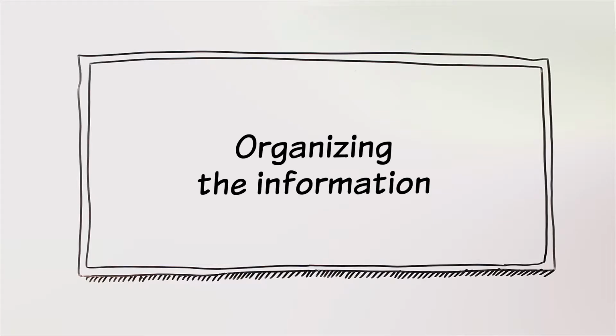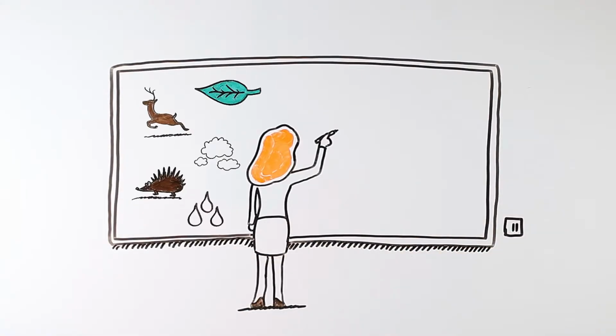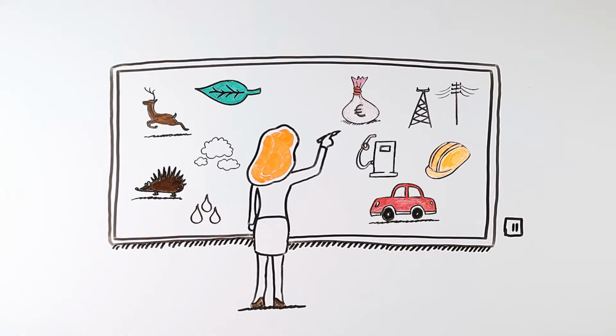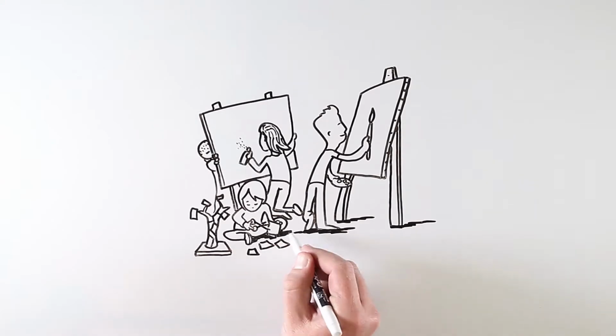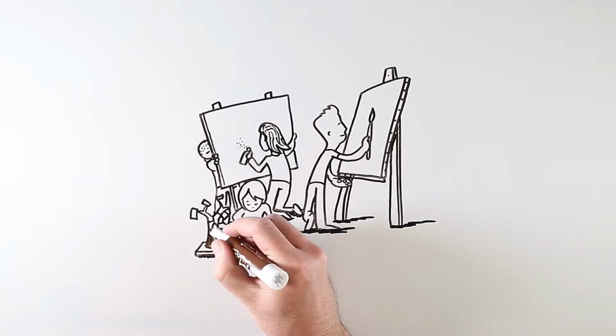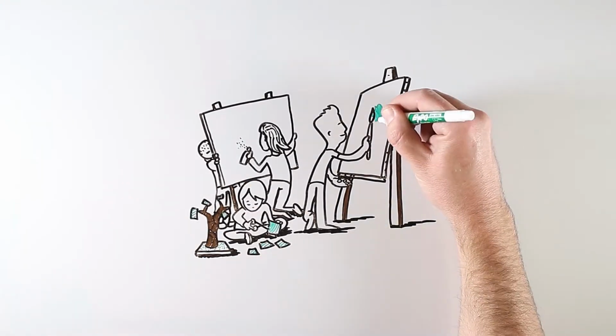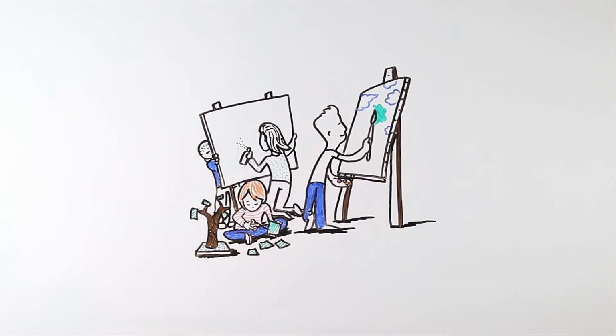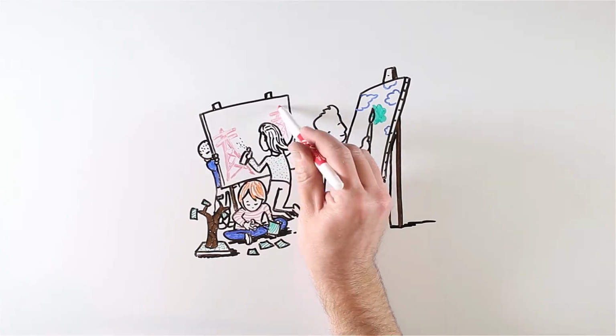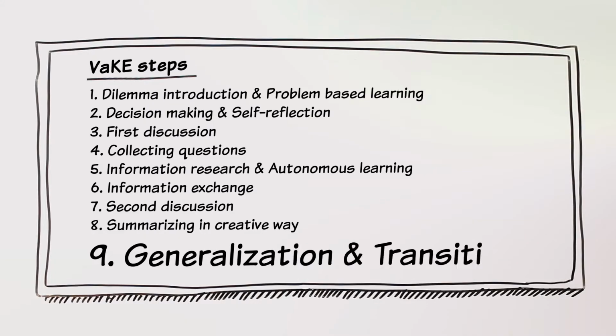Organizing the information. Petra organizes the synthesis of information so that it is accessible for everybody in the class. Summarizing in a creative way. The class is asked to synthesize the information in any number of creative ways, like writing a newspaper article, artwork, diaries, or a symposium. Generalization and transition.